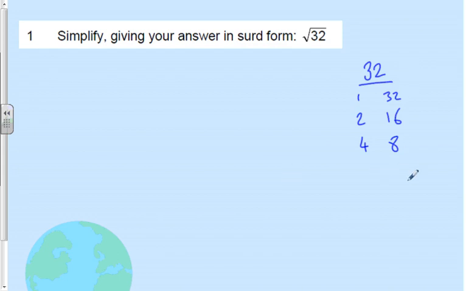So we know we now have our pairs. So we're looking for the largest square number, because you'll notice that we have 4 here, which is a square number, but we also have 16. So if we use the pair that is the largest square number, we can say then that the square root of 32 is equal to the square root of 16 times 2.